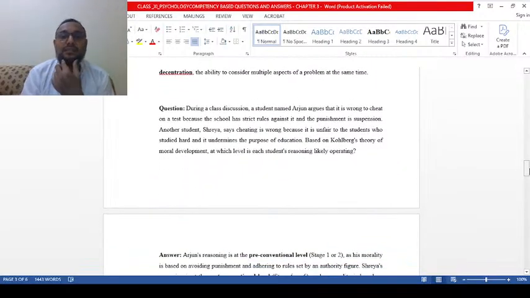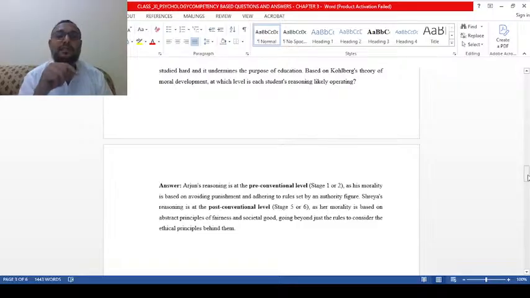During a class discussion, a student named Arjun argues that it is wrong to cheat on a test because the school has strict rules against it and the punishment is suspension. Another student, Shreya, says cheating is wrong because it is unfair to the students who studied hard and it undermines the purpose of education. Based on Lawrence Kohlberg's theory of moral development, at which level is each student's reasoning likely operating?